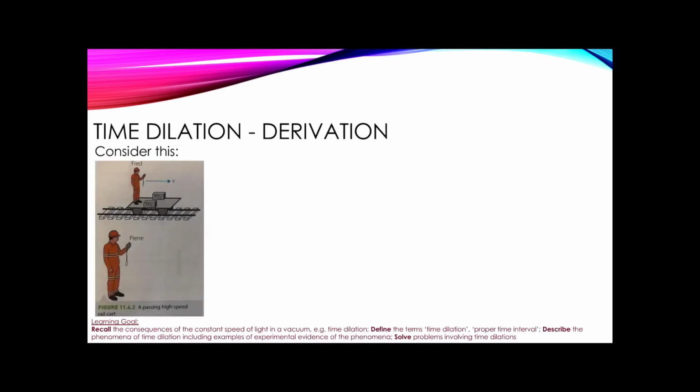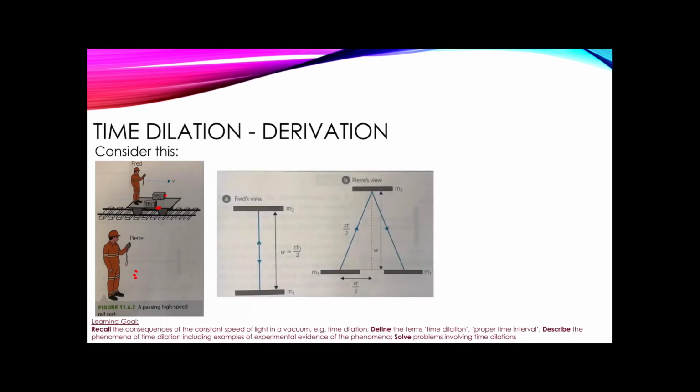So let's consider this. We have a really high moving train with Fred sitting on the train, and there's a light pulse travelling between this mirror and this mirror. Say this train is travelling close to the speed of light. We then have a stationary observer over here, Pierre. So he's standing at the side of the track and he sees the train in motion.